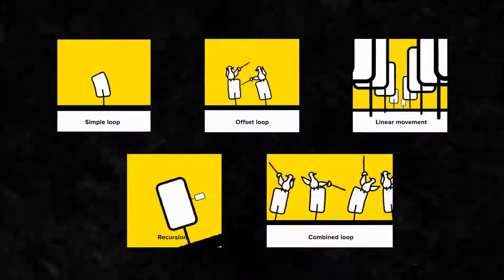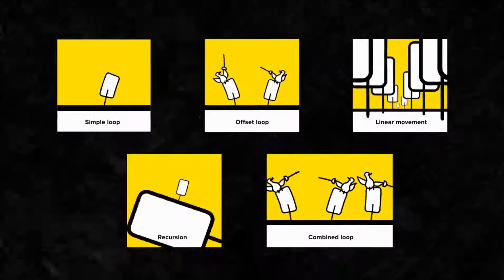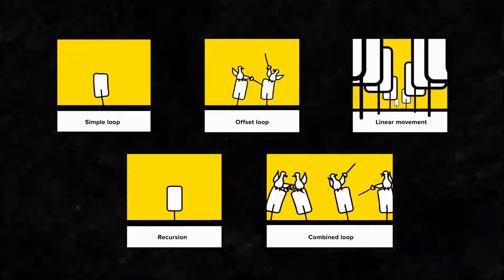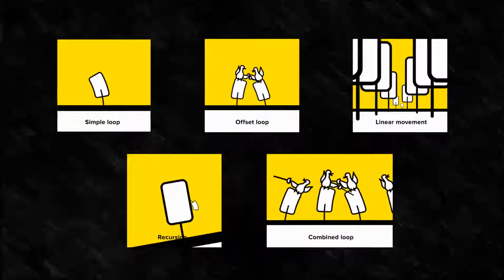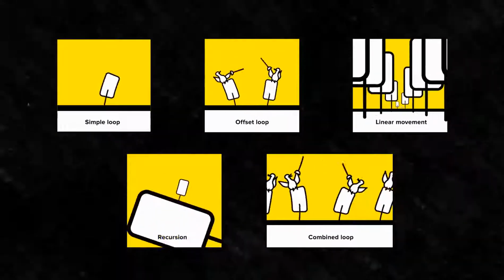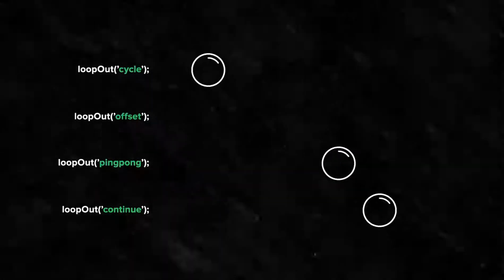Now let's sum up. We have learned 5 main types of animated loops. Ordinary loops of repeated movements, loop with offsets, continuous loop of linear movement, recursion, and combined loop. We also found out how to loop path animation and learned new loop out types. So in general we can use 4 types. The first one is cycle. It repeats the animation between first and last keyframes. Ping pong, which plays animation back and forth, and offset and continue.